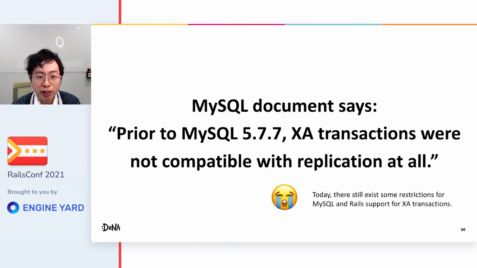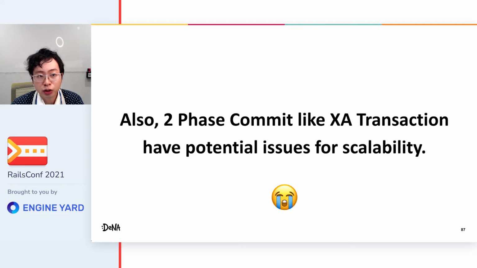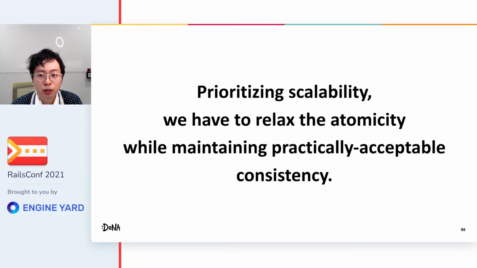However, unfortunately, the MySQL document says that prior to MySQL 5.7.7, XA transactions were not compatible with the application at all. Also, two-phase commit like XA transaction has potential issues for scalability. Prioritizing scalability, we have to relax the atomicity while maintaining the practically acceptable consistency.